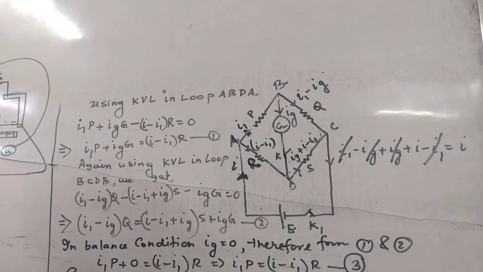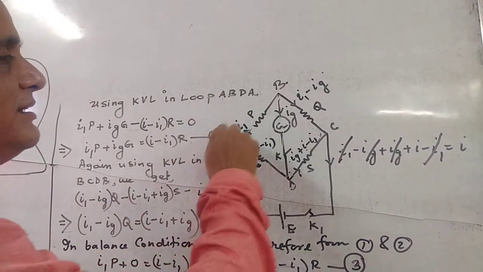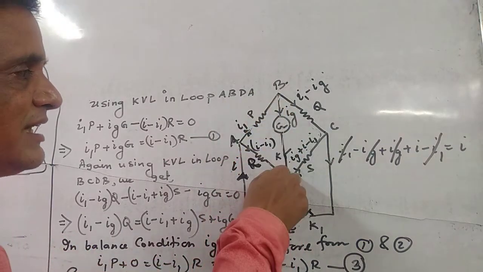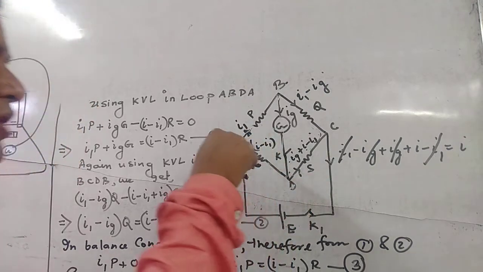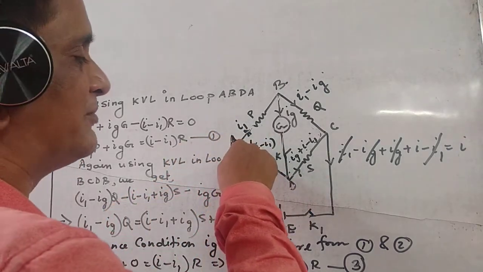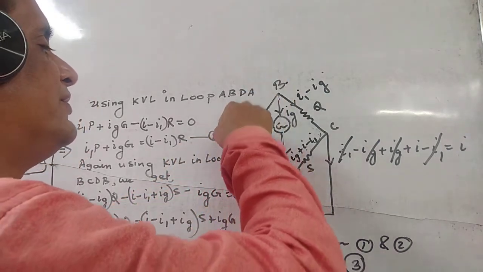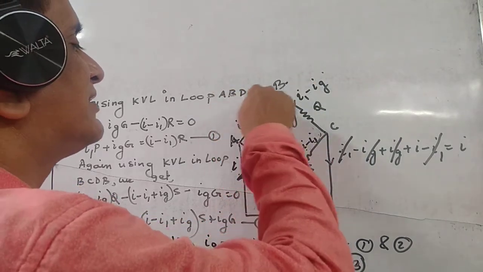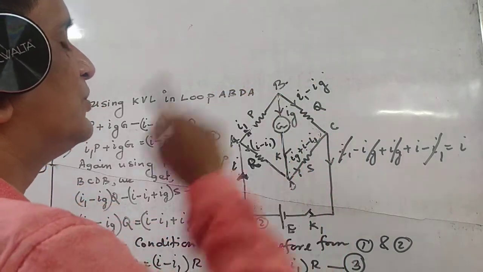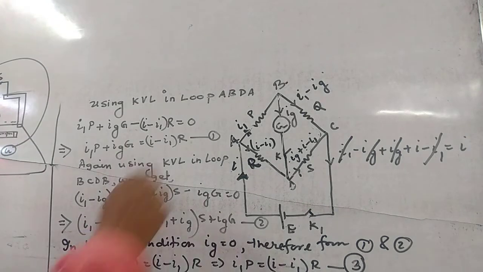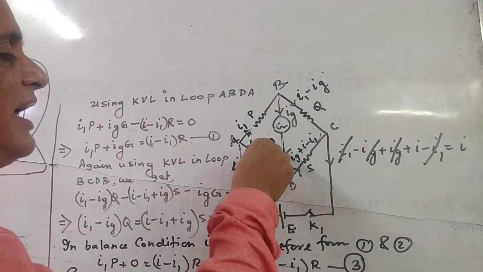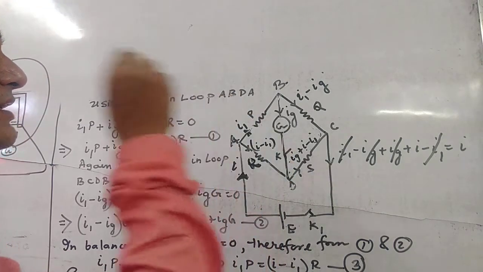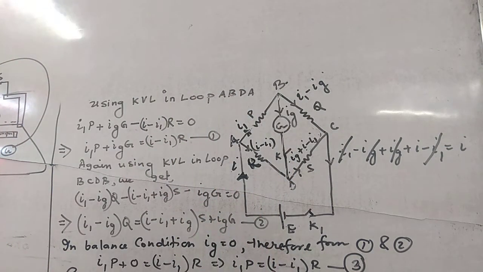Now you see the direction. AB is in this direction, BD is in this direction. But DA, you are saying DA, but it is in the opposite direction. When it is opposed, you should say that it is negative. When it is in the same direction as that connection, we can say it is the positive direction. So here I1P is positive, IG into G is positive, and only (I minus I1) is negative. Is it clear? I minus I1.